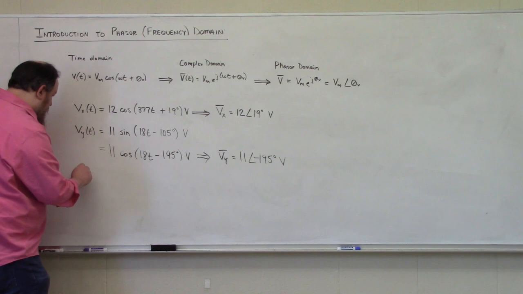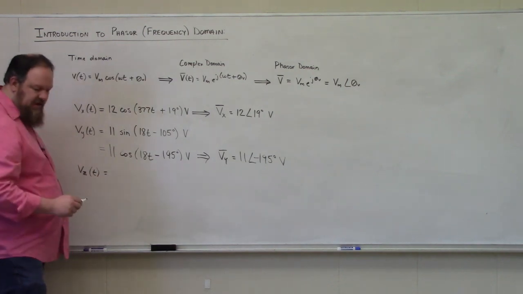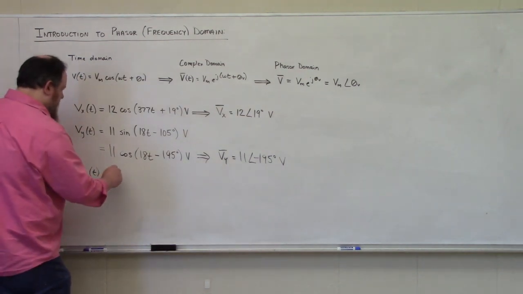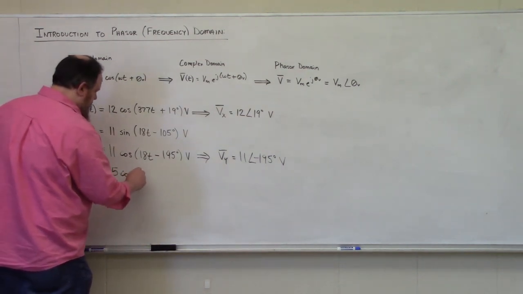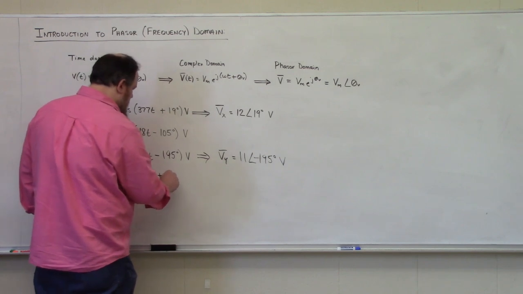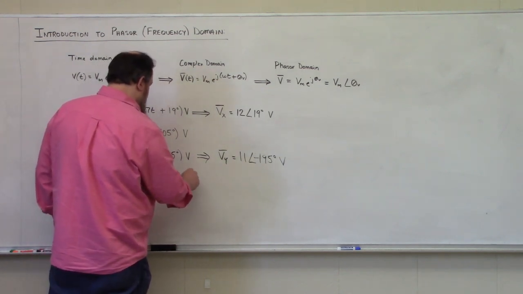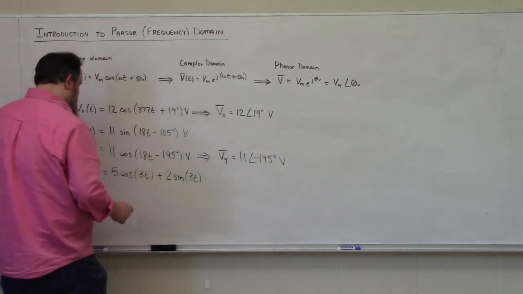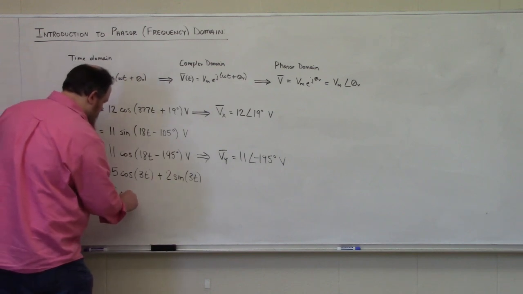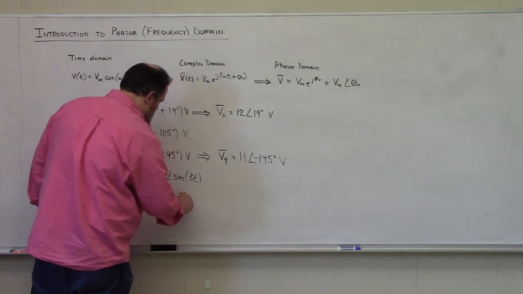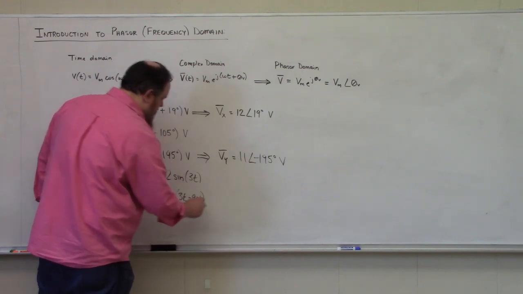Lastly, we may rarely see a time domain waveform like this, where it's expressed as the sum of a cosine function and a sine function. So if we had 5 cosine 3t plus 2 sine 3t, we can convert this sine function into a cosine function: 5 cosine 3t plus 2 cosine 3t minus 90 degrees.